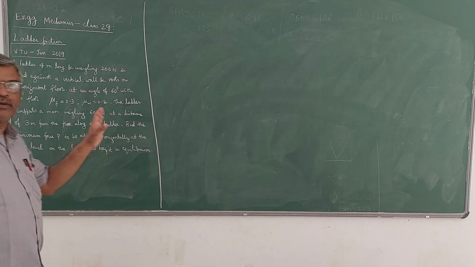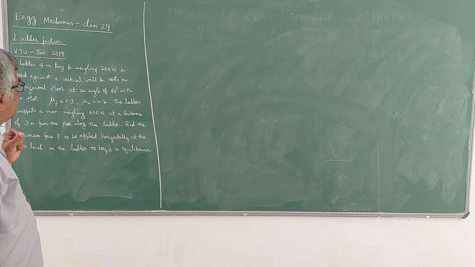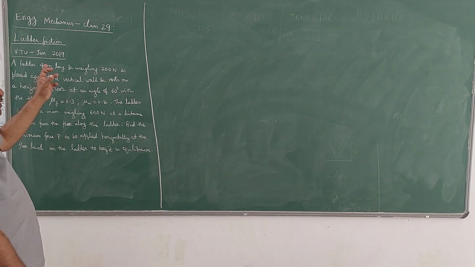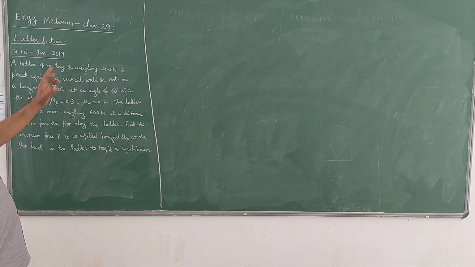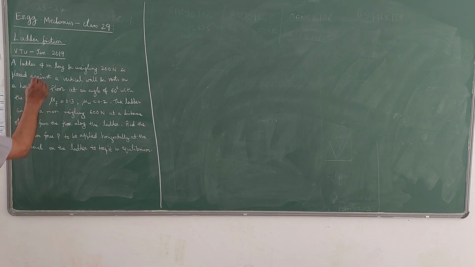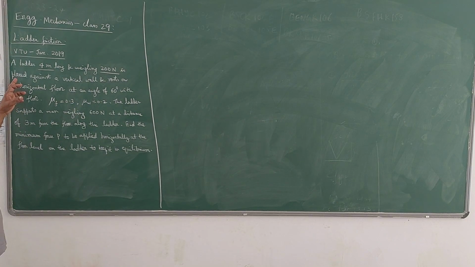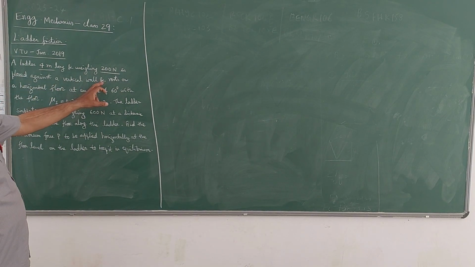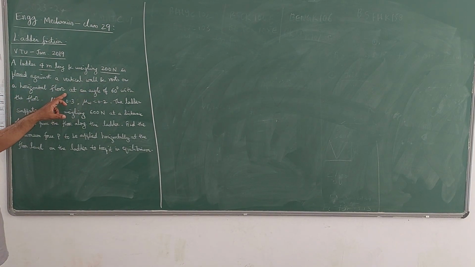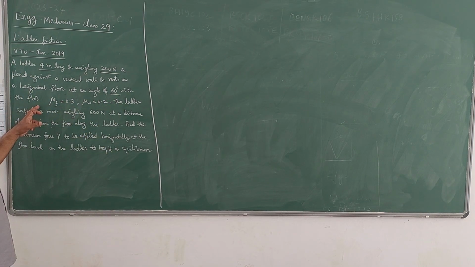In this class, I will explain a problem on ladder friction. It is a VTU question paper problem, January 2019. The problem states like this: a ladder 4 meters long and weighing 200 Newton is placed against a vertical wall and rests on a horizontal floor at an angle of 60 degrees with the floor.